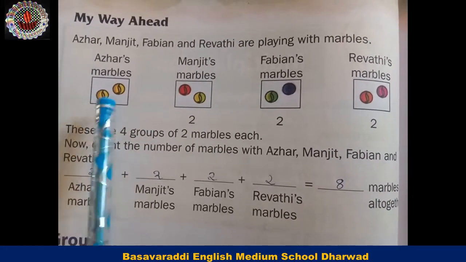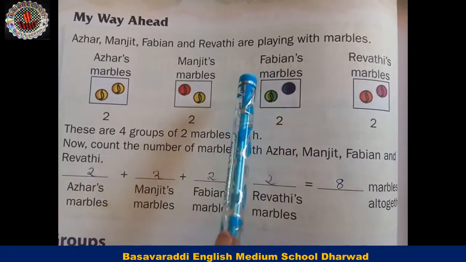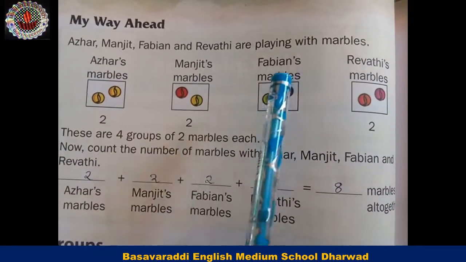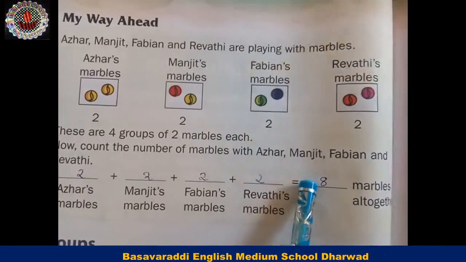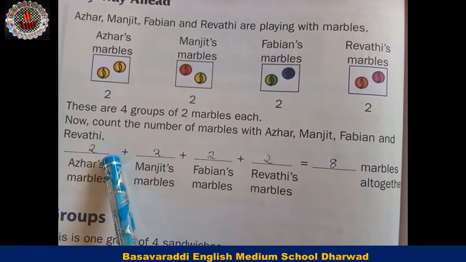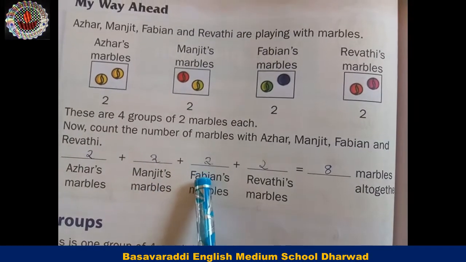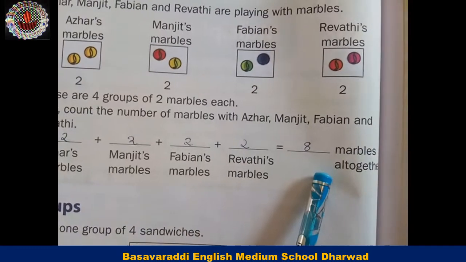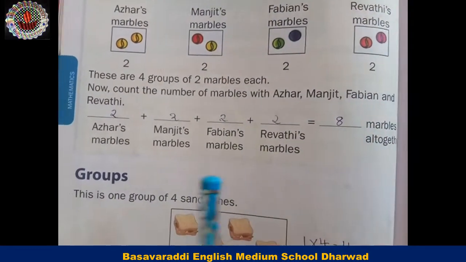Now count the number of marbles with Azhar, Manjeet, Febin and Revati. 2 plus 2 plus 2 plus 2. So 1, 2, 3, 4, 5, 6, 7, 8. So 8 marbles all together. This is Azhar's marbles, Manjeet's marbles, Febin's marbles and Revati's marbles. Total altogether 8 marbles.